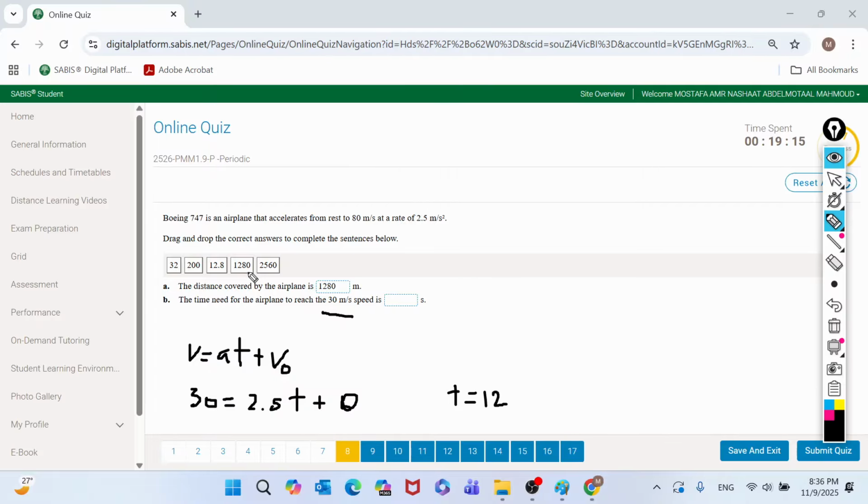But 12 is not an option. So again, this question and question 5, so question 5 and question 8, there's both something wrong with them in the quiz. So the answer in the quiz is 32, but the way you get 32, it takes 32 seconds if you put 80 into the velocity, but that's wrong, because they want the time it takes to reach 30 meters per second. So the answer in the quiz is 32, but that's wrong. The correct answer is 12. They need to fix the quizzes.